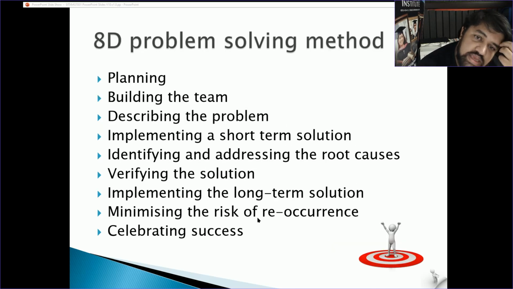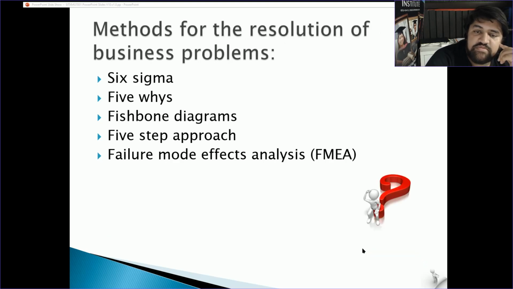So 8D problem-solving method. So we're looking at planning, then building the team, describing the problem, implementing a short-term solution, identifying and addressing the root causes, verifying the solution, implementing the long-term solution, minimizing the risk of reoccurrence, and then celebrating success. Methods of resolution of business problems. So 6 Sigma, 5 Whys, fishbone diagrams, 5-step approach we can use, and failure mode effects and analysis.